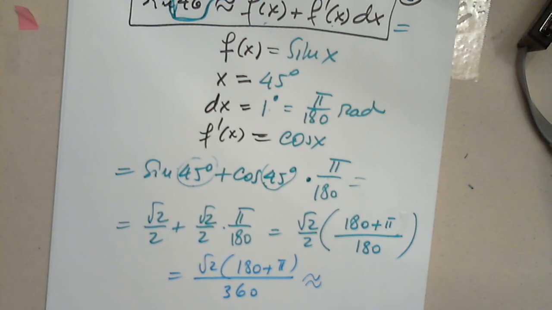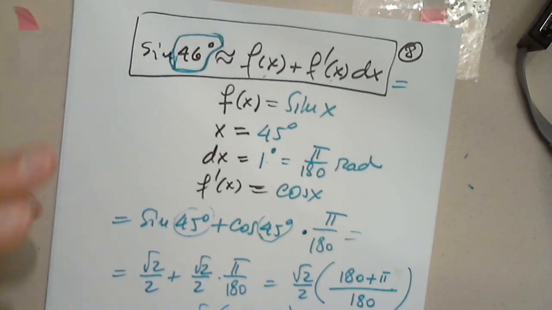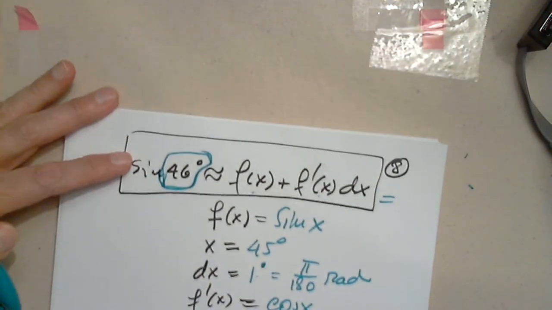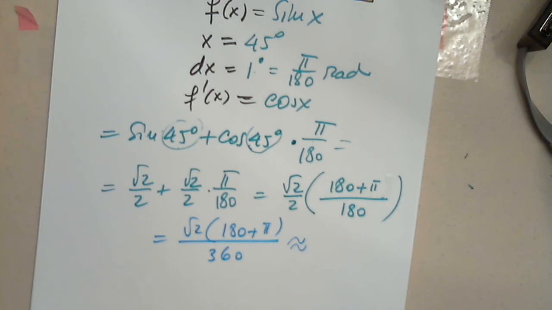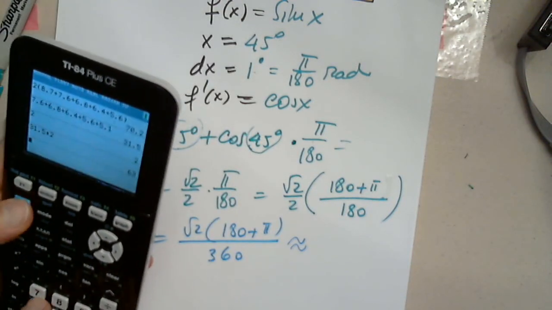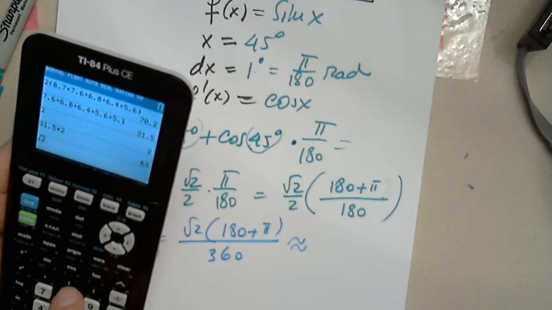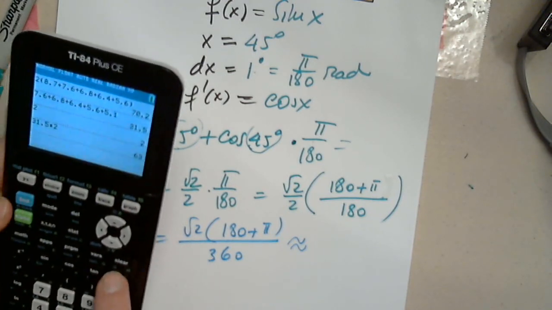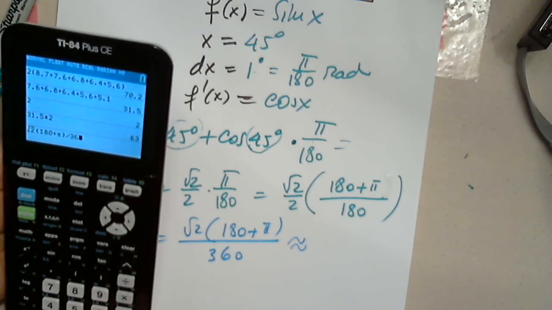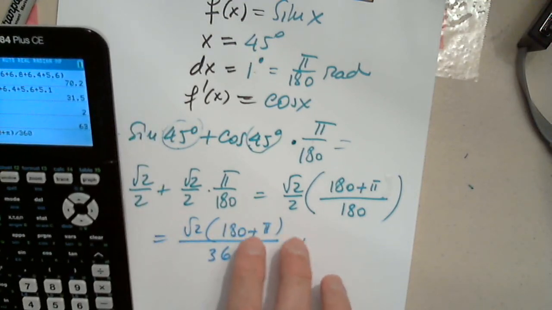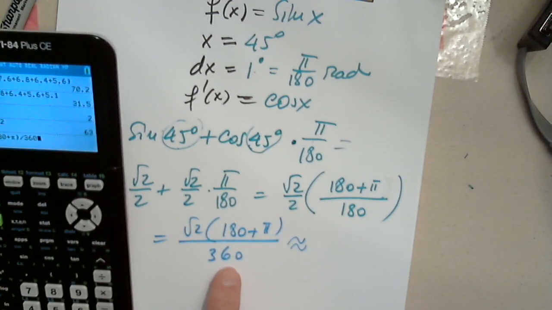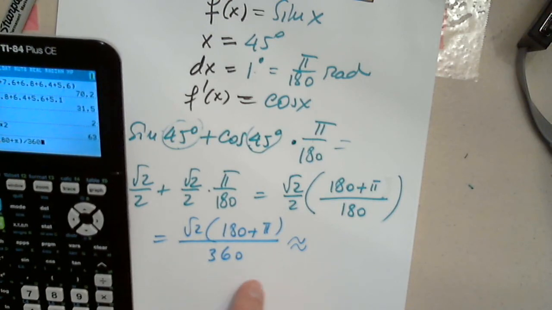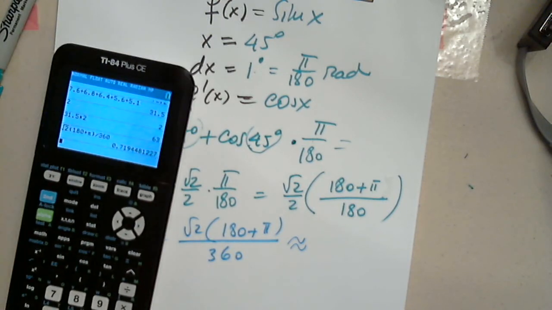Now, if I want to approximate this, I can approximate even by hand. It will take me a while, but I can do it. But this I can't. So I have the square root of 2, and then multiply by 180 plus pi, close the parenthesis, and divide by 360. Now, this is a product of 2 factors. You don't need parentheses, but if we had a product of 2 factors in the denominator, we would have had to put parentheses. So when I press enter, I get 0.71944.